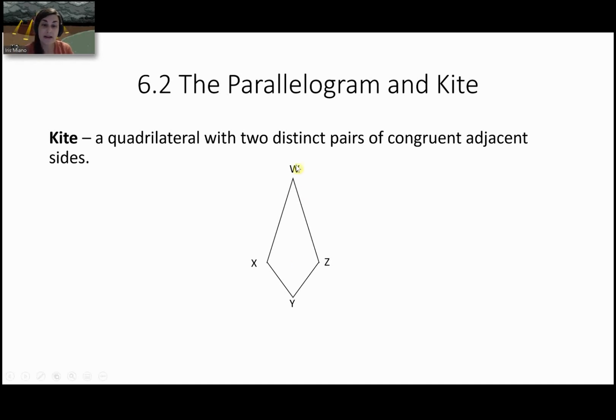So here is kite WXYZ. That's one way that you could name it. And here is one pair of congruent adjacent sides, XW and ZW. And then here is a distinct congruent pair of sides, XY and ZY. Okay? And you may notice something else about kites, and it comes in the form of a theorem that comes later on. But yeah, if you can establish these two items here, and notice that they're adjacent pairs of congruent edges, then you can categorize a quadrilateral as a kite, by definition.